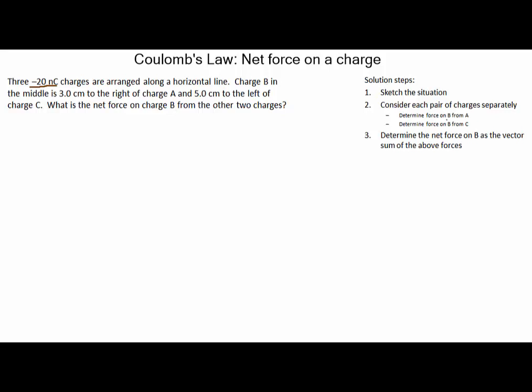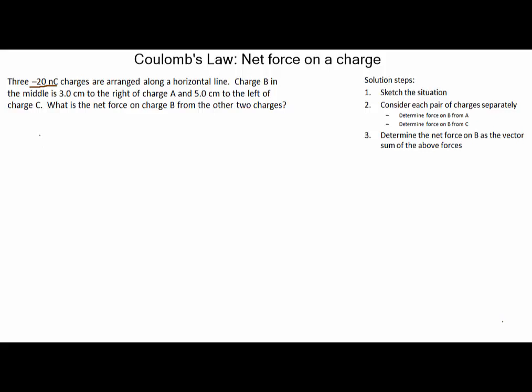So we're going to determine the force on B from just A. Separately, we'll determine the force on B from just C, and then we will take the net of those two forces by adding them as vectors. So those are the steps we're going to follow. And so let's get started with that.